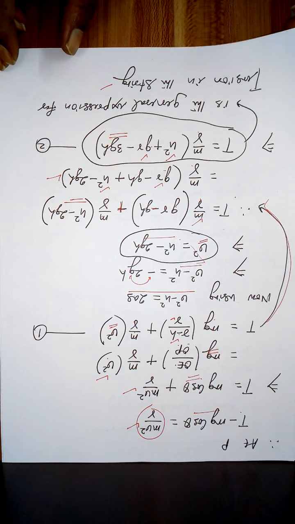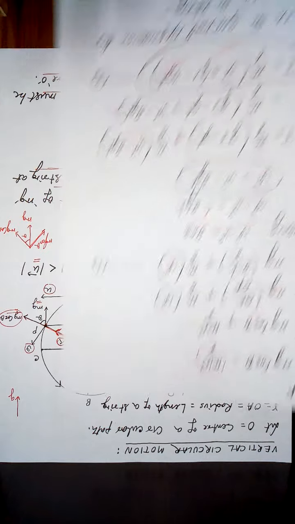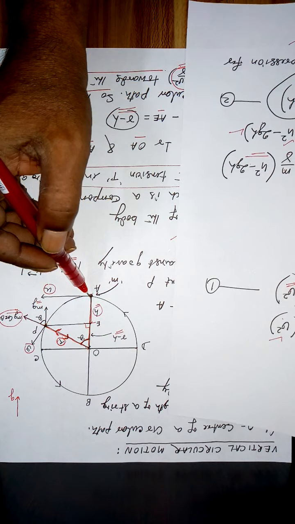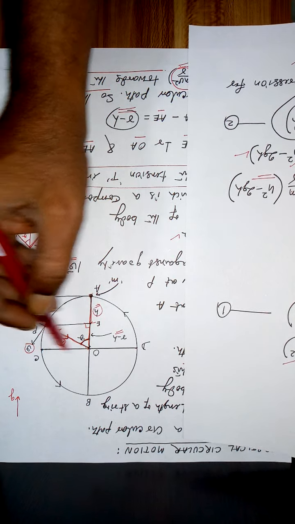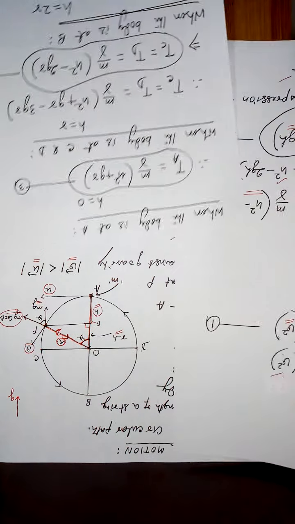Now using this expression we will find tension at different points, that is at A, then at C and D, then also at B. Very simple.